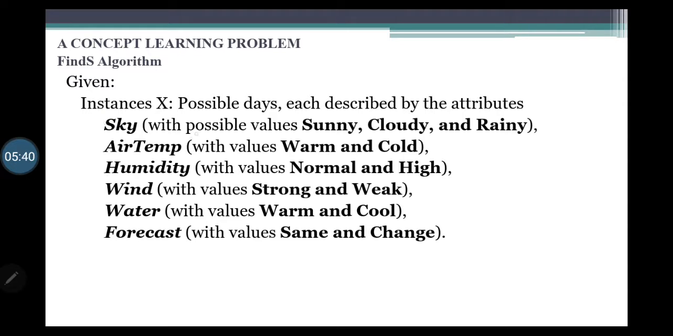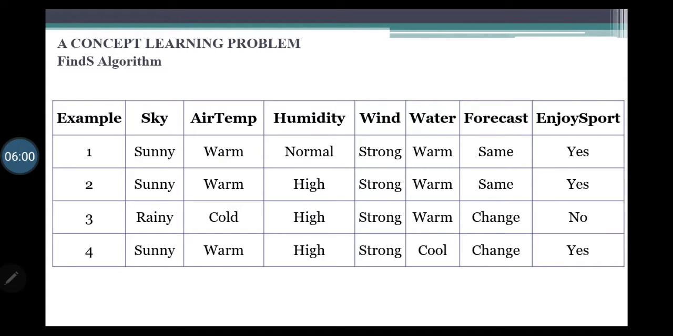So here we have six attributes: sky, air temp, humidity, wind, water, and forecast. Each has its own domain. Sky has sunny, cloudy, and rainy possible values. Then air temp has warm and cold. Humidity has normal and high. Wind has strong and weak. Water has warm and cool. Forecast has same and change. And this is the data sample.